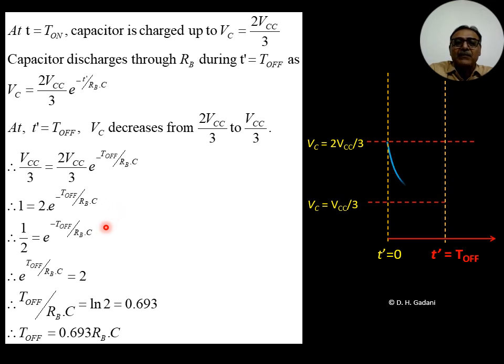Hence 1 half equal to e raised to minus t off upon Rb into C. Taking inverse on both sides, we can write e raised to t off upon Rb into C equal to 2. If we take ln on both sides, we get t off upon Rb into C equal to ln 2, which is 0.693. So this gives t off equal to 0.693 times Rb into C. So the off time is decided by Rb and C.